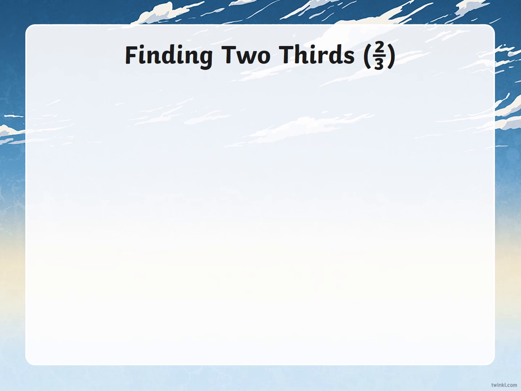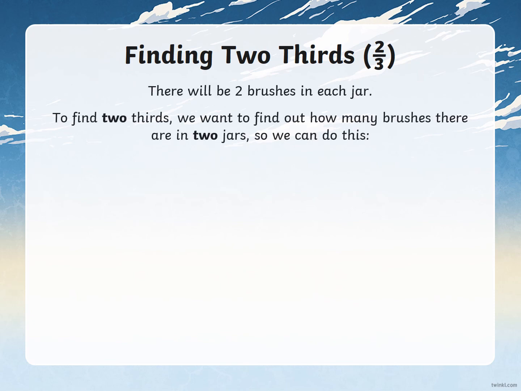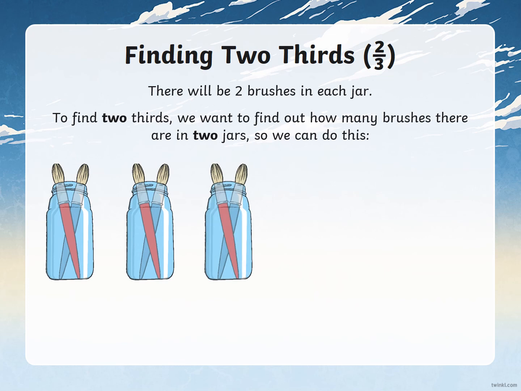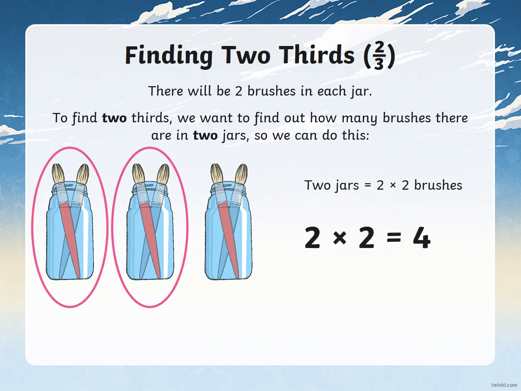So moving on to finding 2/3. We knew that 1/3 was 2. So 2/3 is going to be 4. 2 add 2 more is 4, or you can use your times tables, 2 times 2.